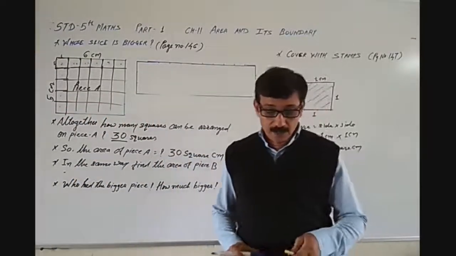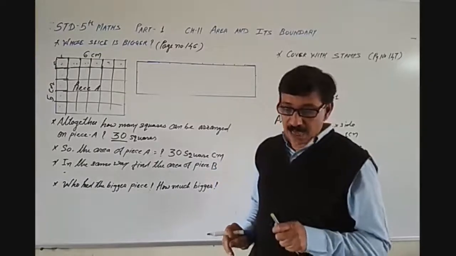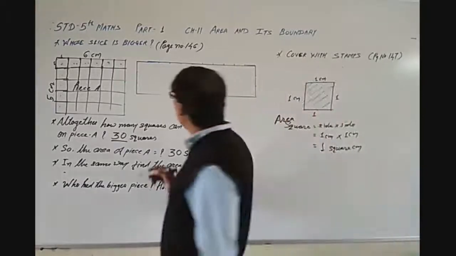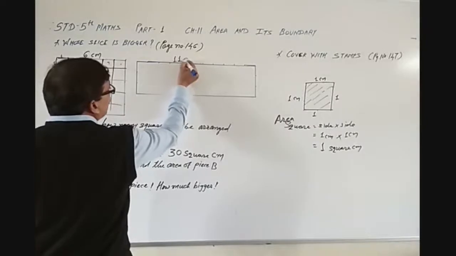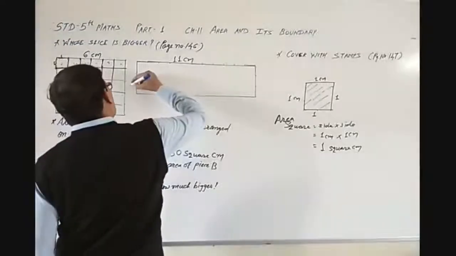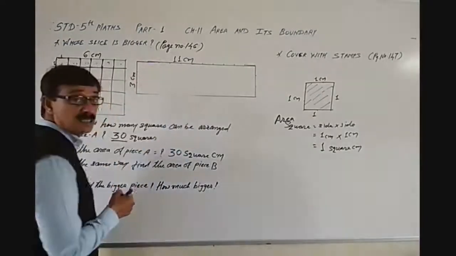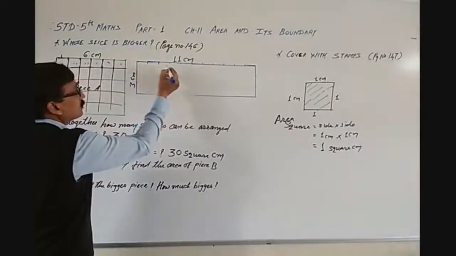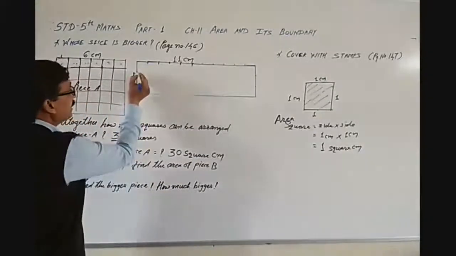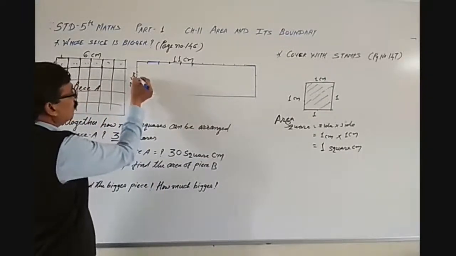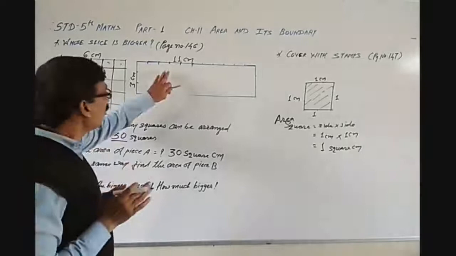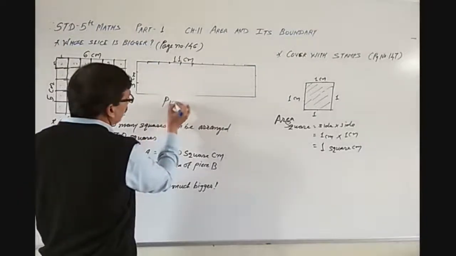Now, in the same way, find the area of piece B. Now, we have piece B here. You can see the length of piece B is 11 centimeter and the width of piece B is 3 centimeter, isn't it? And I make these parts 1 centimeter parts. That means those are 11 parts, and here 1 centimeter parts, that means 1, 2, and 3 parts. And now, we want to find out the area of piece B.